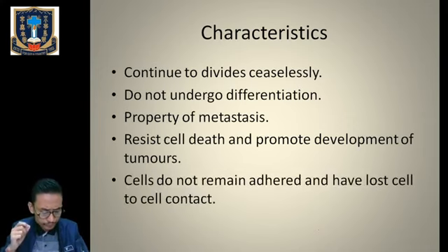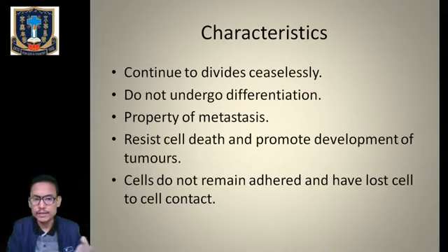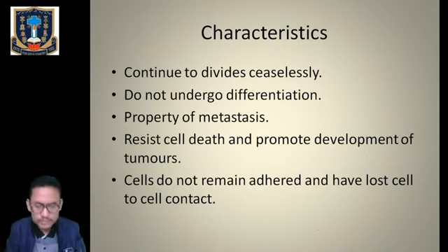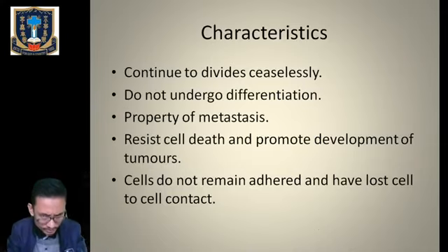Then the most important property is that in normal cells we will find cell to cell contact inhibition. One cell will control the growth of another cell. But in the case of cancerous cells, this cell to cell contact inhibition is not there. That's why they will form an overgrowth of cells. We will find a lump of growth of cells which is called a tumor. So loss of contact inhibition is there in the case of cancerous cells.